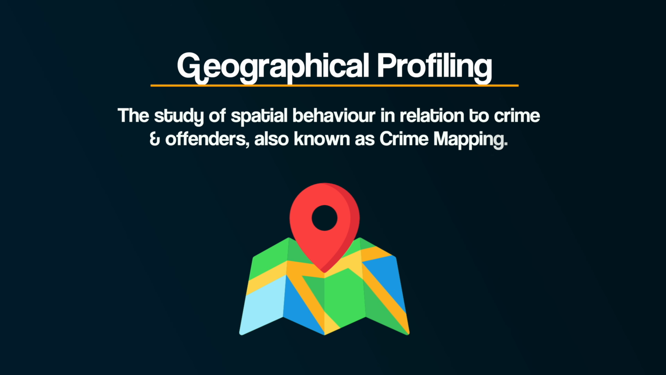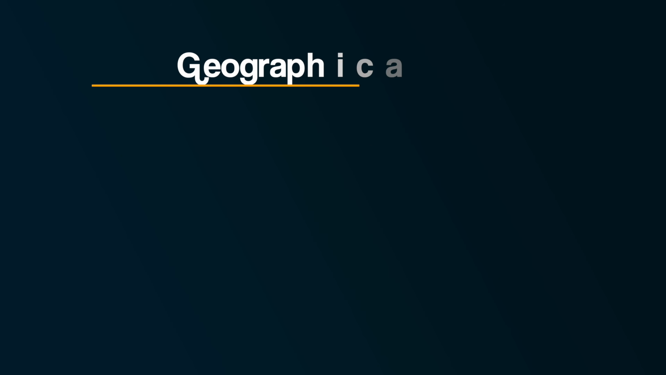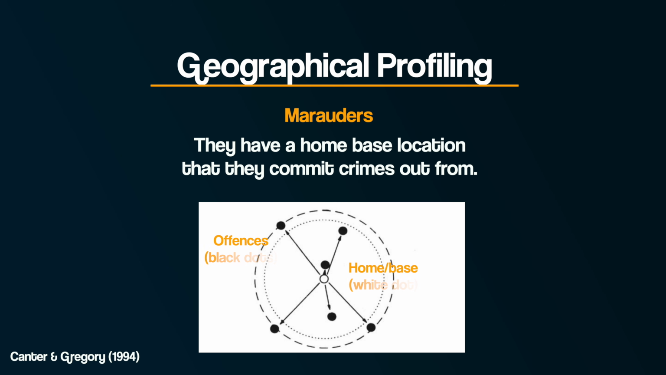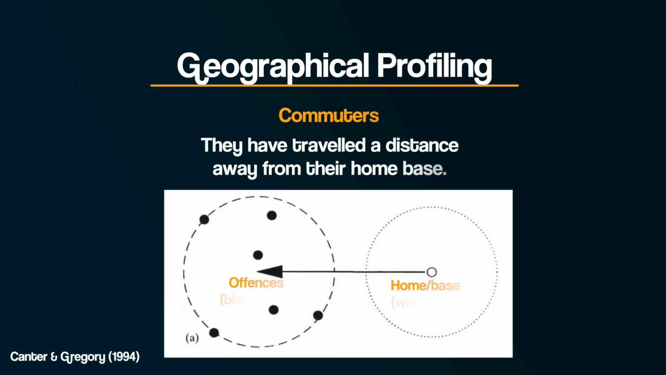This is the study of spatial behaviour in relation to crime and offenders. This includes the notion that offenders could be marauders, where they have a home-based location that they commit crimes out from, or commuters, where they have travelled a distance away from their home base.